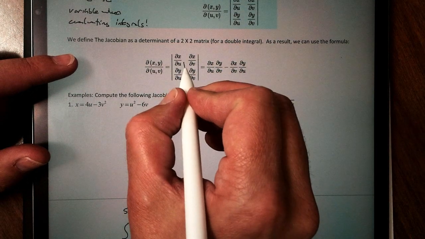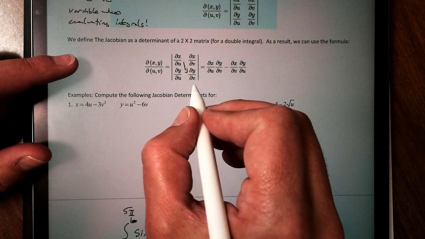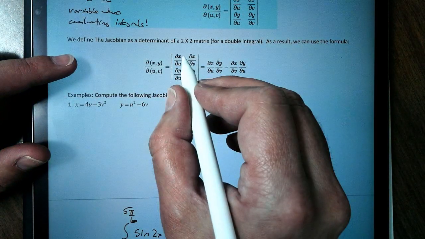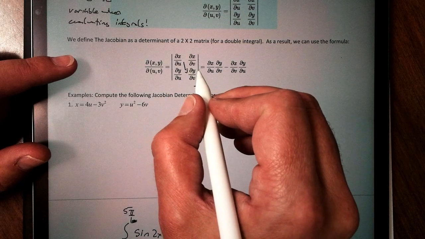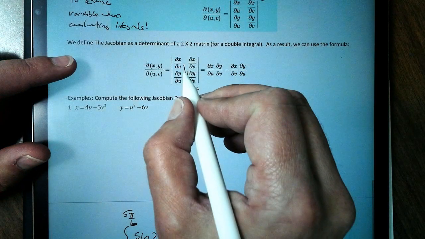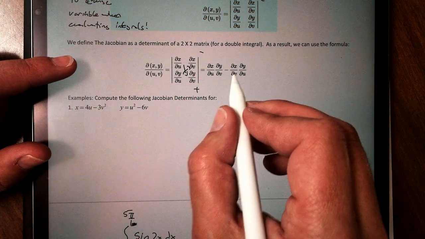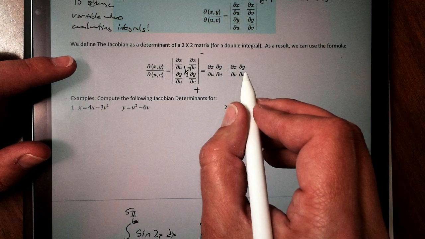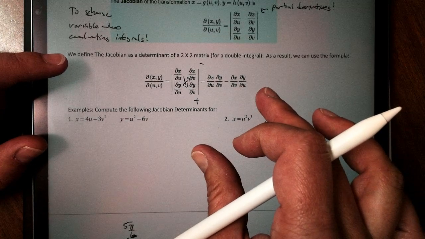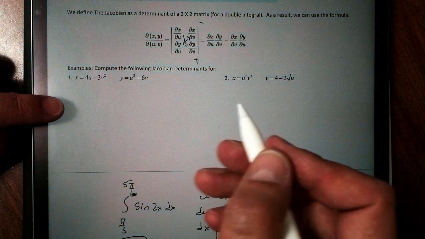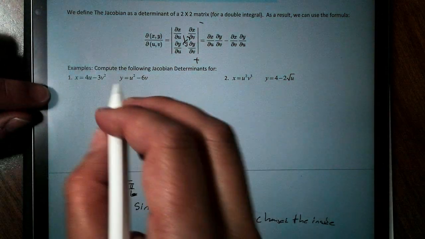Remember, you're going to cross multiply. Going down, you're going to make it positive. So you get the partial of x with respect to u, the partial of y with respect to v, minus, because going up, the partial of x with respect to v, the partial of y with respect to u. So let's just practice using the Jacobian, finding the Jacobian determinant.